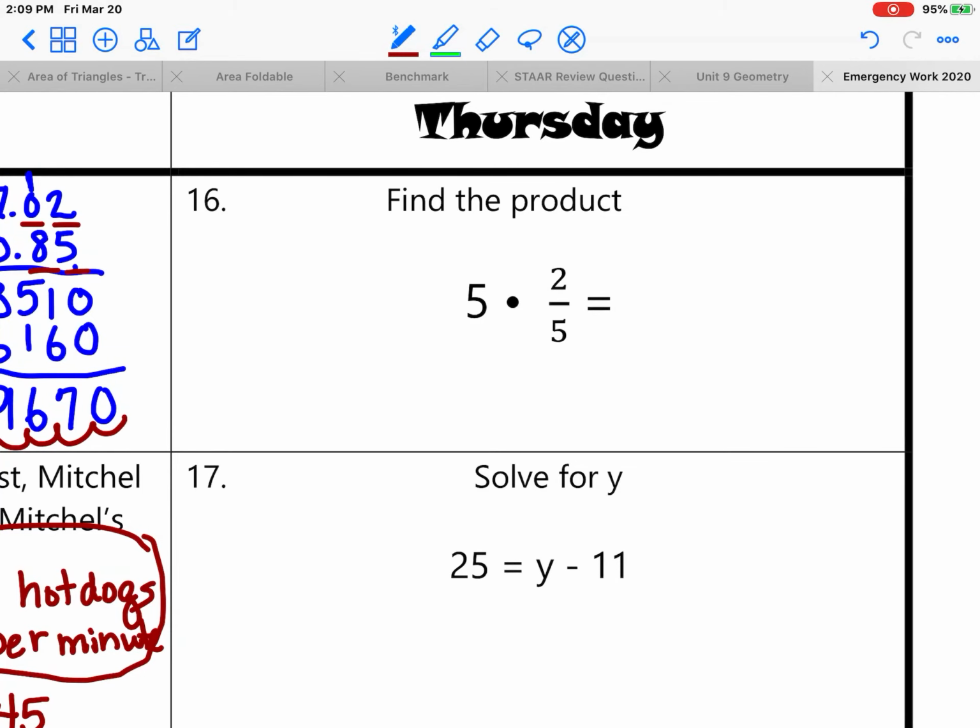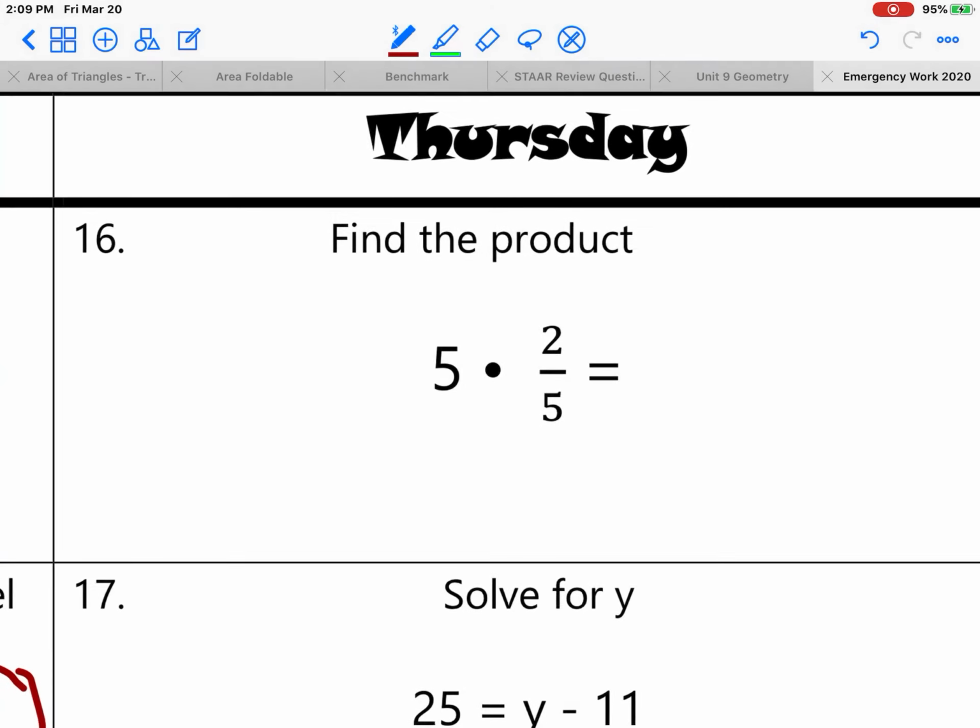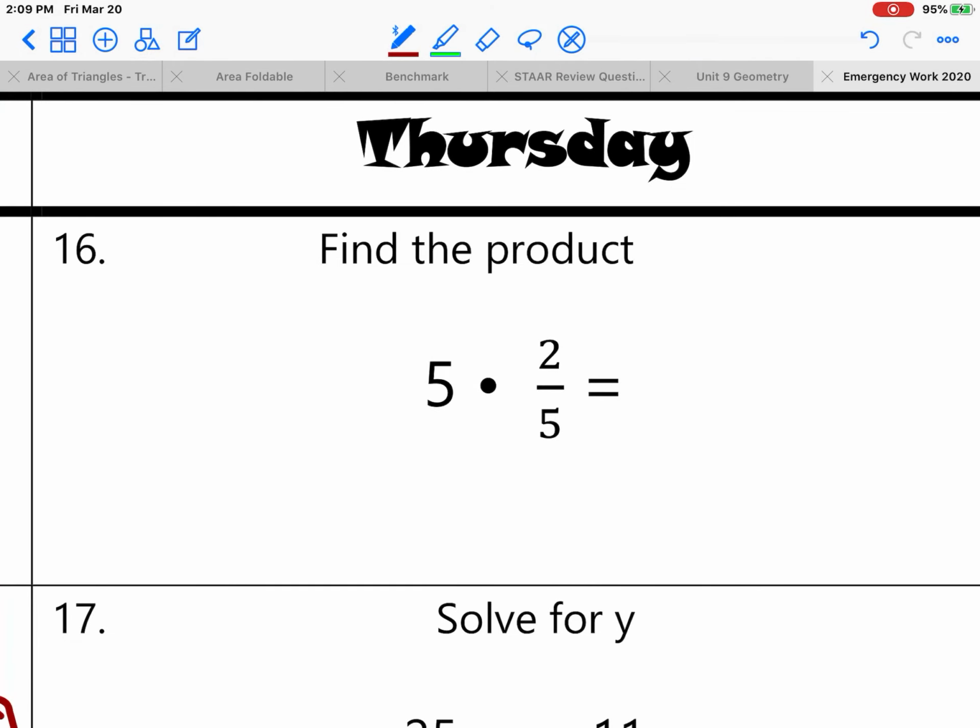This is the last 5 questions on your homework that I'm going to help you with. So, get ready. Remember to show all your work. This is Thursday, number 16.